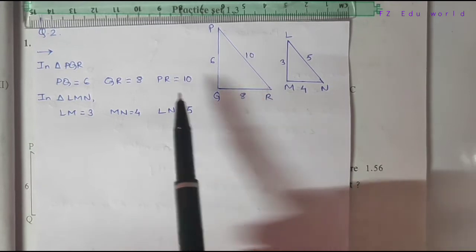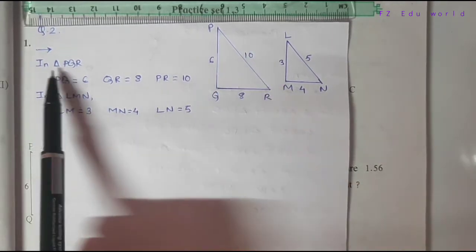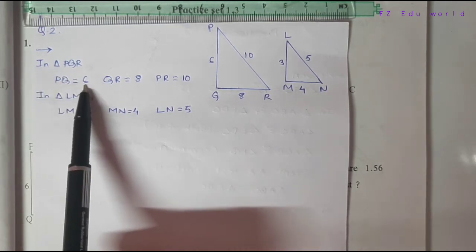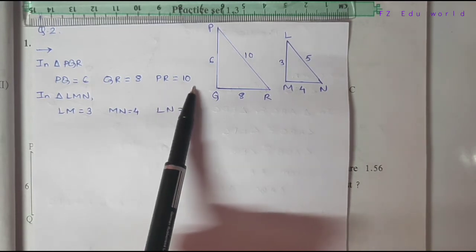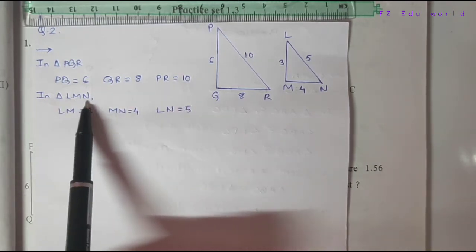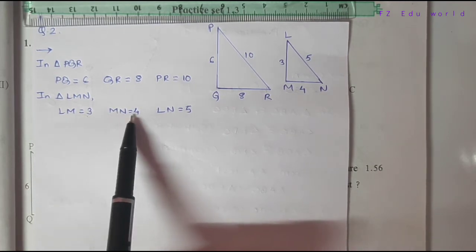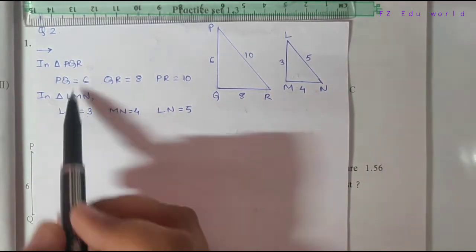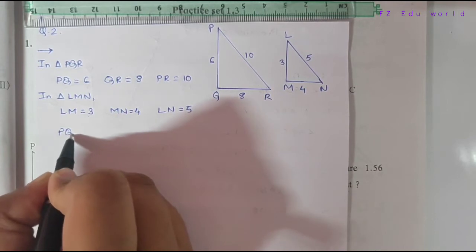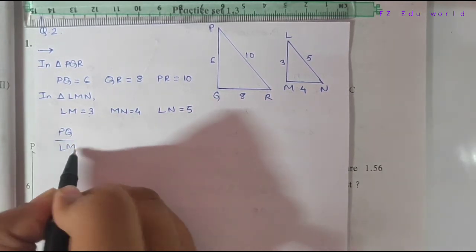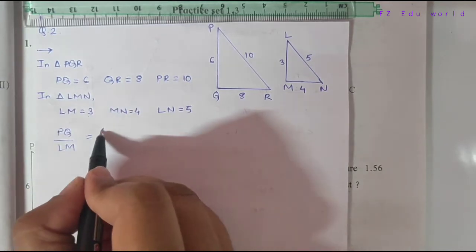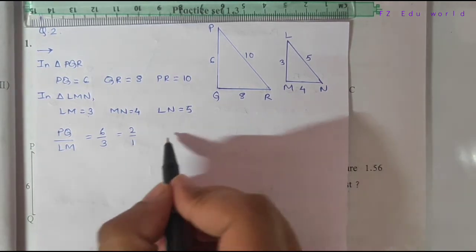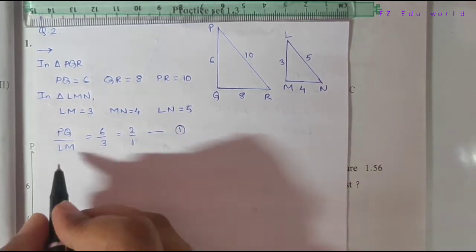Now you have to write like this. You have to draw figures. In the solution you will write given. In triangle PQR, PQ is equal to 6, QR is equal to 8, PR is equal to 10. In triangle LMN, LM is equal to 3, MN is equal to 4, LN is equal to 5. Now we will take ratios. We will see the ratio PQ upon LM, that is 6 upon 3, which equals 2 upon 1. We will call it equation first.